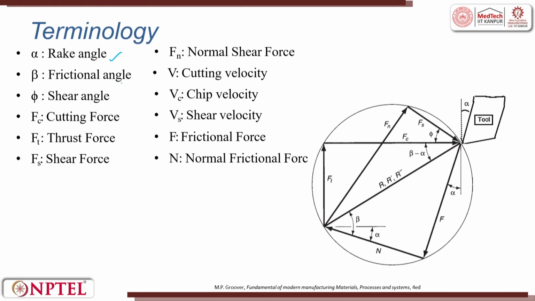So, rake angle is known, friction angle is known, shear angle is known, then shear force is known, then cutting velocity is known. We have already seen V equal to pi dn. The chip velocity is known, shear velocity we will see, friction force is known, and the normal to the friction force is known. So, what is not known till now is the cutting force and thrust force. What is cutting force? When the tool is acting, the force which is the resistance given is Fc here, and perpendicular to Fc here is Ft. So, this too is also known.